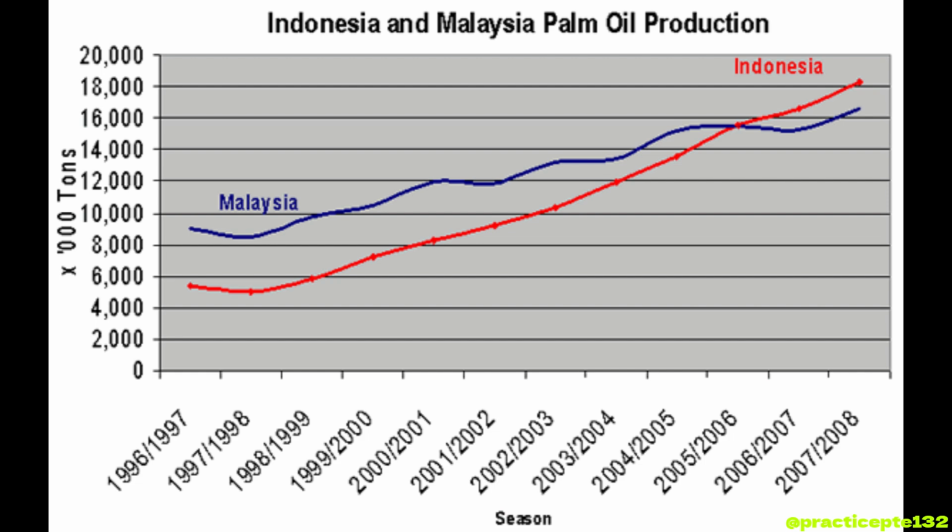We can also see the blue line of Malaysia rises from the lowest point, about 8.5 million tons in 1997 and 1998, to the highest point, about 16 million tons in 2007 and 2008. And Malaysia is always higher than Indonesia until 2005 or 2006. After that, Indonesia is higher than Malaysia. In conclusion, this chart is very informative.